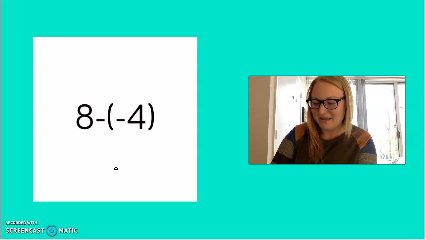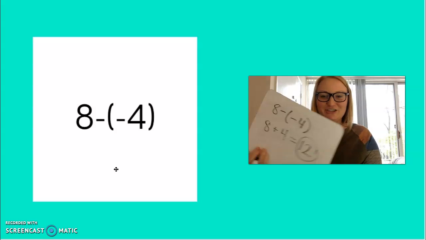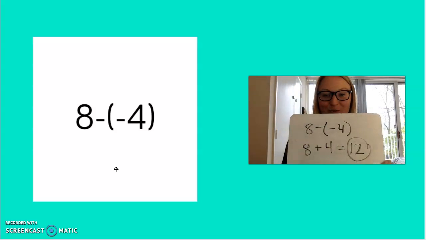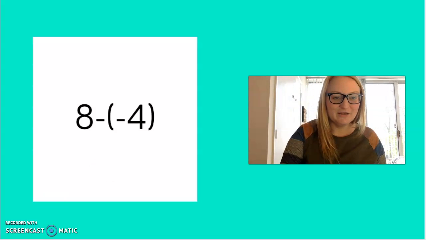All right, so I have my 8. Change my subtraction sign to addition. That's the inverse operation. And change my negative 4 to its opposite, positive 4. And I should get an answer of 12. Do a few more together.